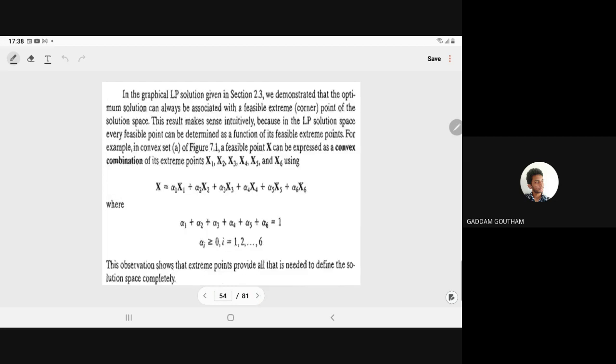So here it is written the same thing. Any arbitrary point can be written as a convex combination of the extreme corner points, right? So what is the convex combination? Means here you multiply with the alphas, and the alphas are constants between 0 and 1. All the alphas lie between 0 and 1, such that their sum is equal to 1.